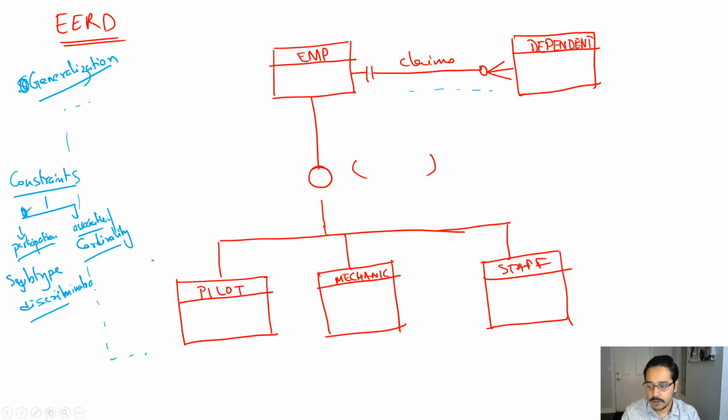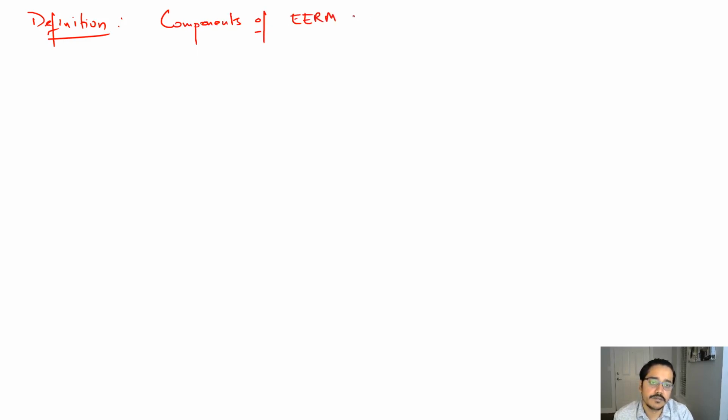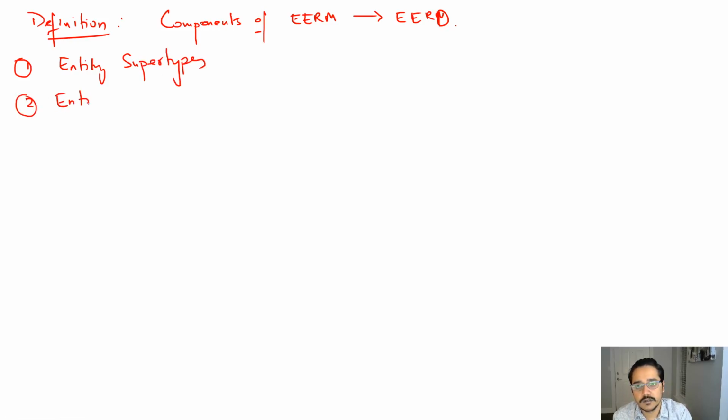Okay, so first of all, let's go back to our definition board and let's finish up this whole components process. So let's say components of EERM, which is used to basically draw an EERD. Okay. So the first components we have already discussed. So we have entity supertypes, we have entity subtypes.